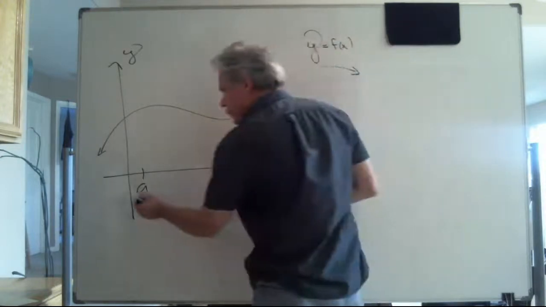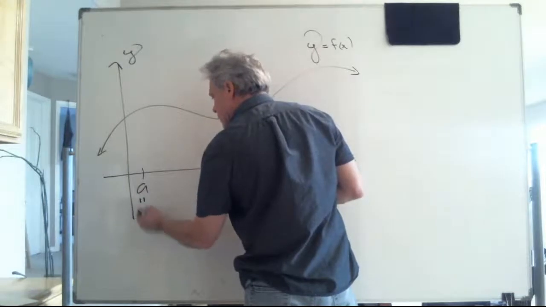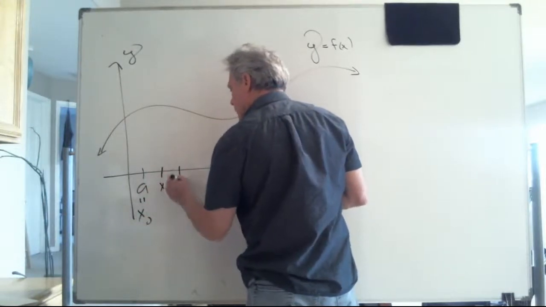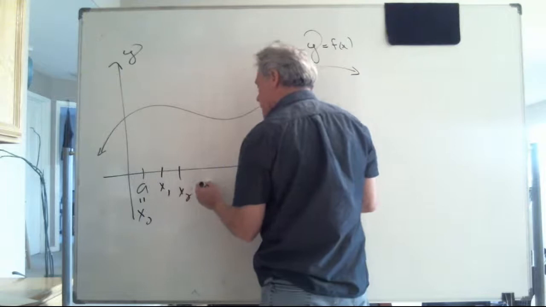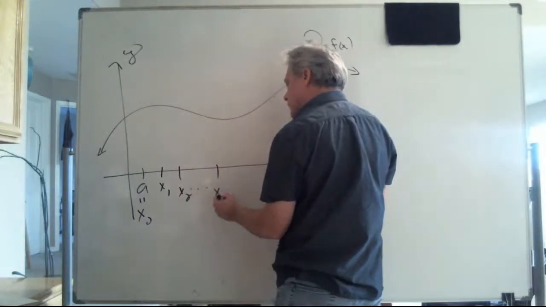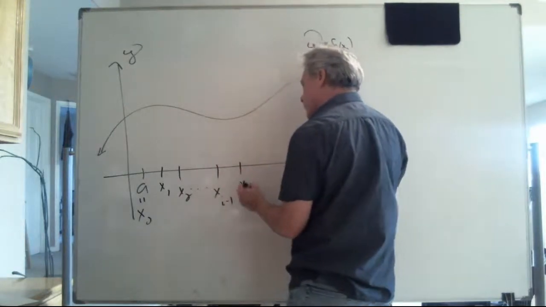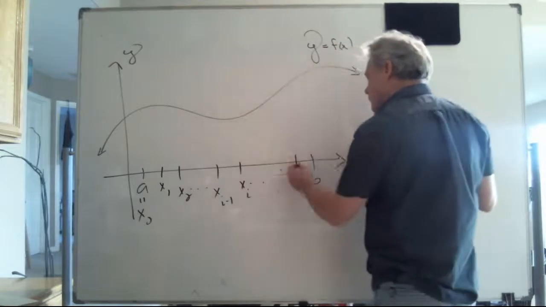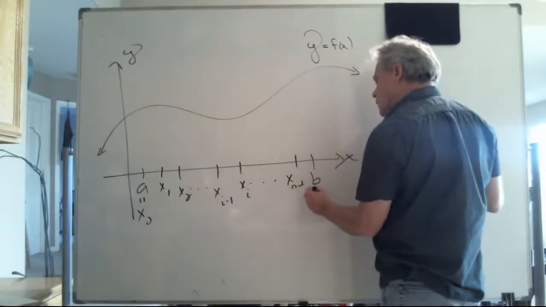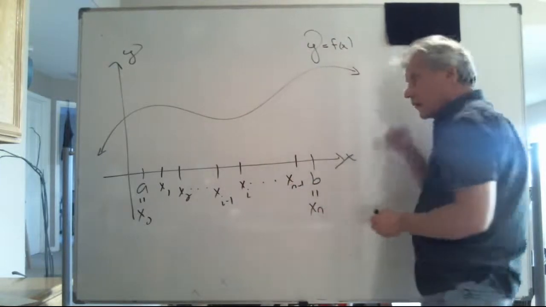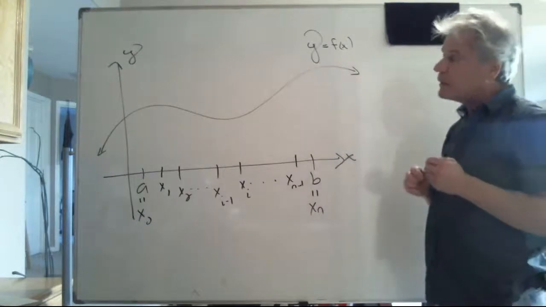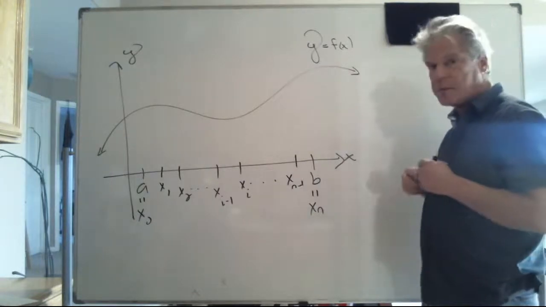So let me also refer to a as x naught, x1, x2, all the way down to an arbitrary I subinterval, x of I minus 1 to x of I, down to the very last interval from x of n minus 1 to x of n, which is just b. So I'm trying to approximate the area beneath this curve as x ranges from a to b.